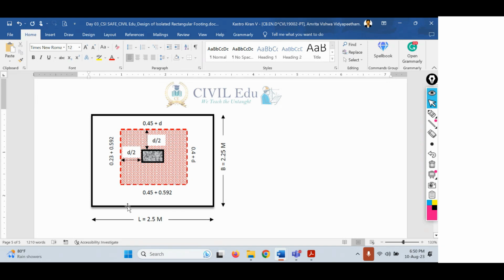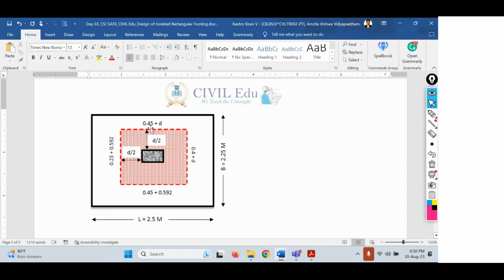Right. So here, in order to determine the two-way shear force, the critical section is considered at a distance d by 2, whereas for one-way shear, the critical section is considered at a distance d from the face of the column. So we need to understand this image first. Let me explain it to you.